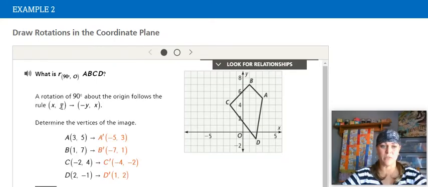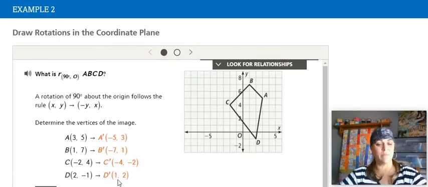So let me show you how this works. Remember, the negative y goes in the new x spot. So instead of 5, it's going to be in the x spot, negative 5. 7 goes to the x spot, negative 7. 4 goes to the x spot, negative 4. Negative 1 goes in the x spot, and negating a negative is a positive.